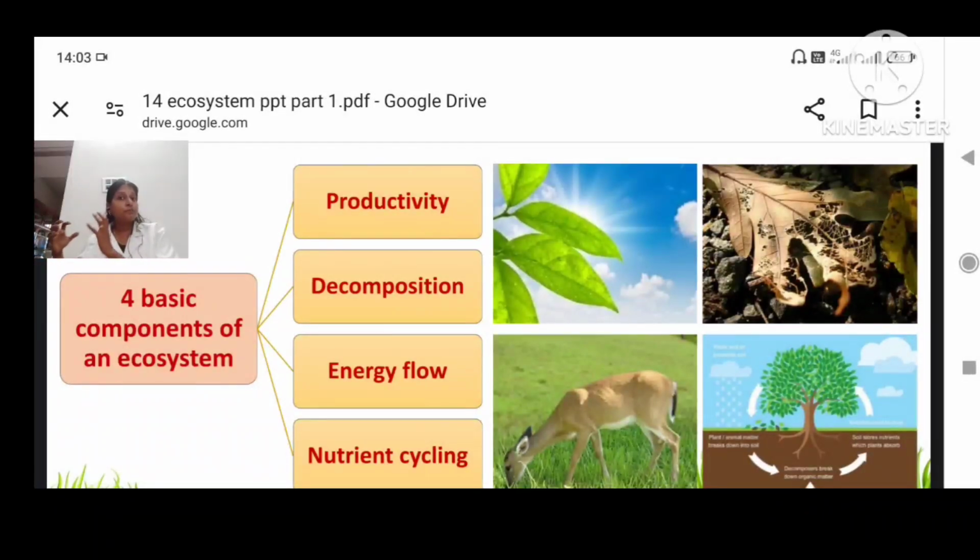The food which was produced in the plants by taking the energy of the sun, the photon energy, isn't it? Sunlight's energy. The light energy was converted into chemical energy of food and is being stored in the plants, is getting transferred from one trophic level to another.